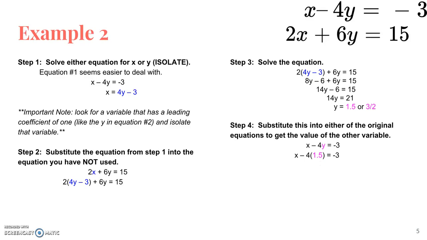So I get x minus 6 equals negative 3. And by adding 6 to both sides, I get a final answer of x equals 3. And just a note again, I do like to always use the equation that I have not used in step 3. So since in step 3 I used the second equation, for step 4 I decided to use the first equation.